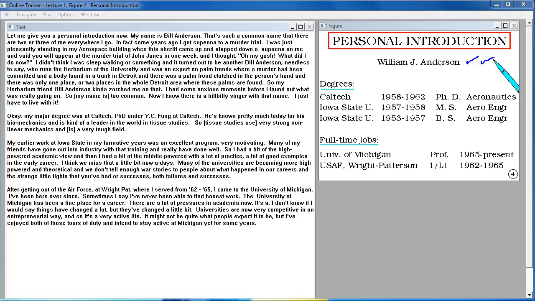Okay, my major degree was at Caltech, PhD under Y.C. Fung at Caltech. He's known pretty much today for his biomechanics and is kind of a leader in the world in tissue studies. So it's very strong nonlinear mechanics and a very tough field. My earlier work at Iowa State in my formative years was an excellent program, very motivating. Many of my friends have gone out into industry with that training and really have done well.